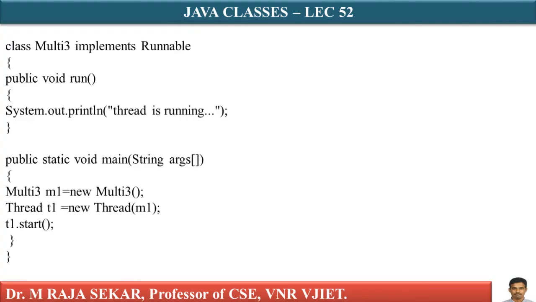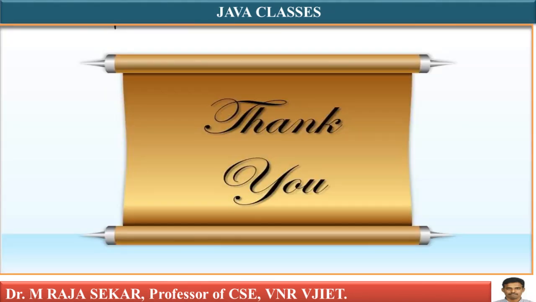Always try to understand that even if you implement this thread program with the runnable interface, I need the thread class. That's why Thread t1 equal new Thread, through which I am passing the object of the multi3 class, which is implementing the runnable interface. As I told you, this runnable interface has only one method, that is the run method. Thank you very much.